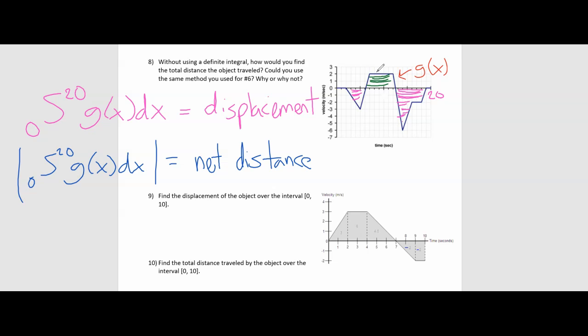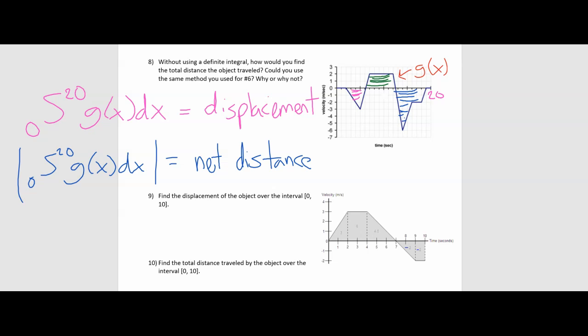Total distance is where it gets a little bit more tricky, right? Because for total distance, you have to actually find all of the individual areas. So let me just make this a different color for us. You'd have to find the area of the pink, the blue, and the green, make them all positive, and add them together for the total distance.